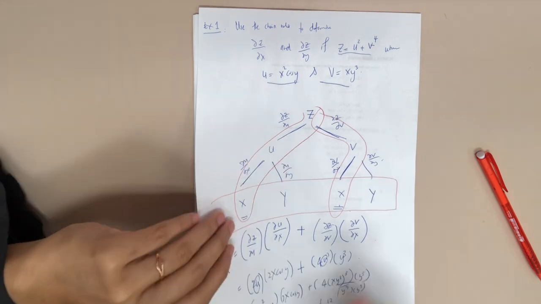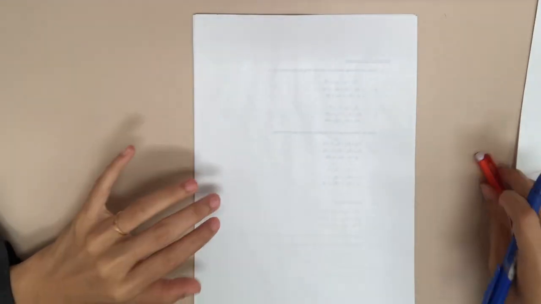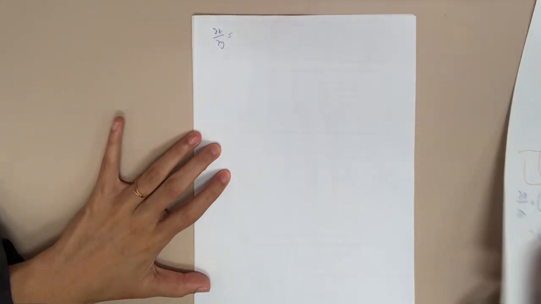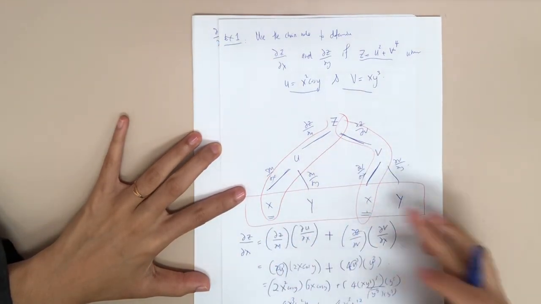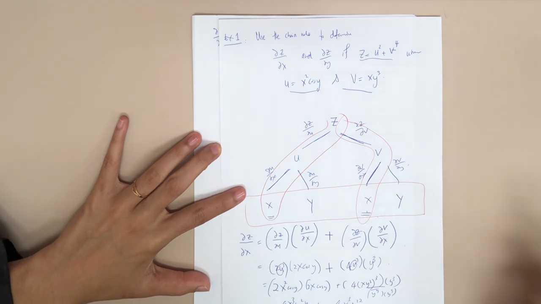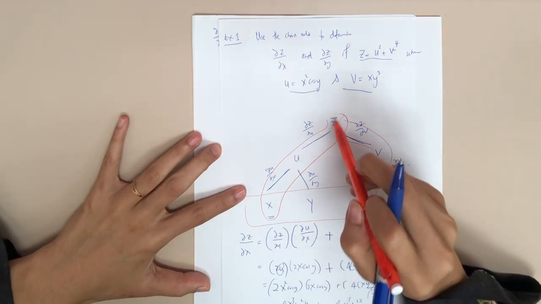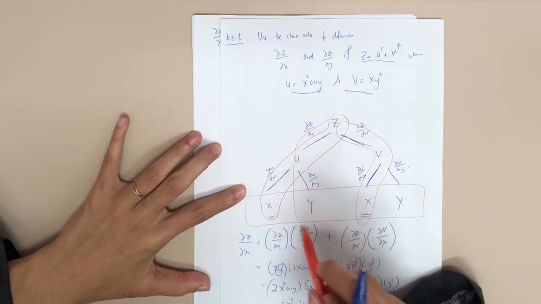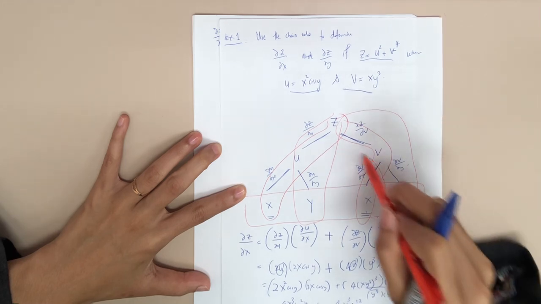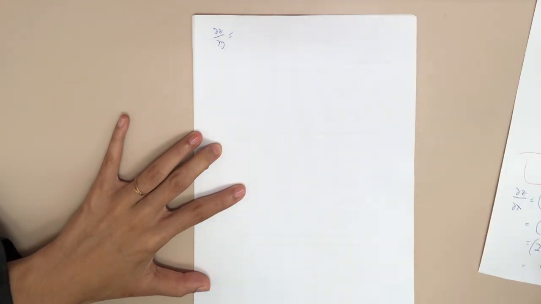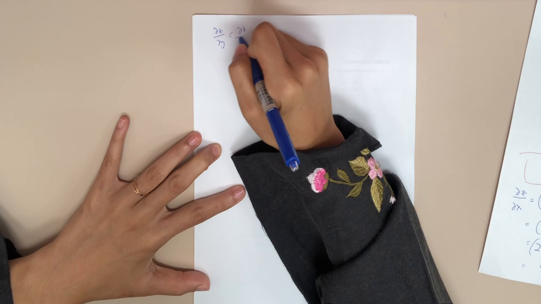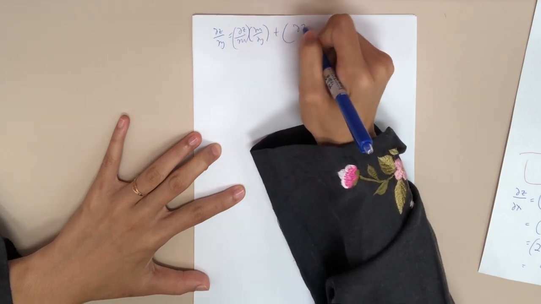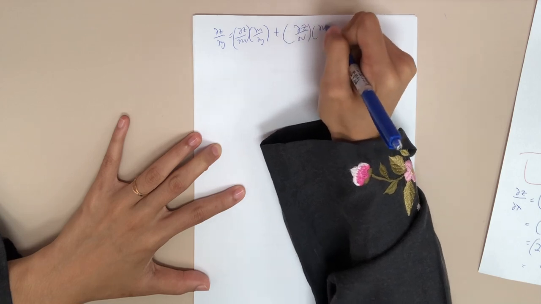Now we go to the second one, dz/dy. We refer to the same tree diagram, but now our lines are no longer this one and this one. It will be the new ones, this one and also this one. So I will write here: dz/du times du/dy plus dz/dv times dv/dy.